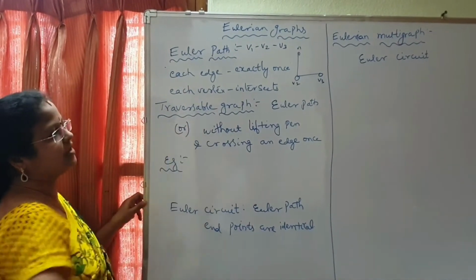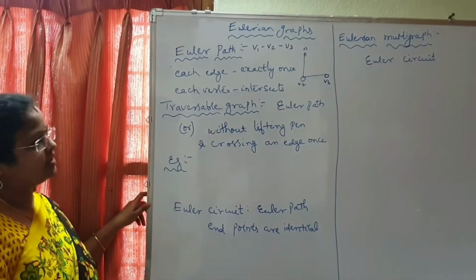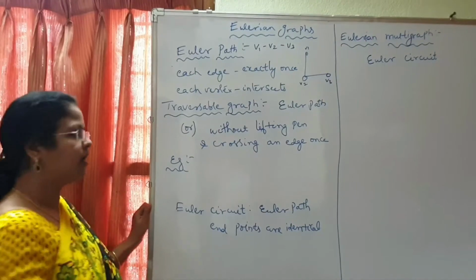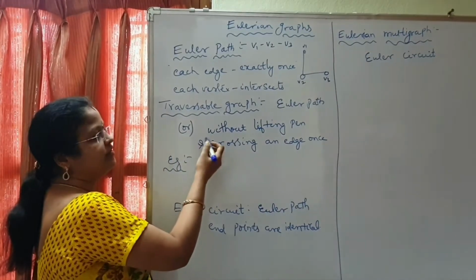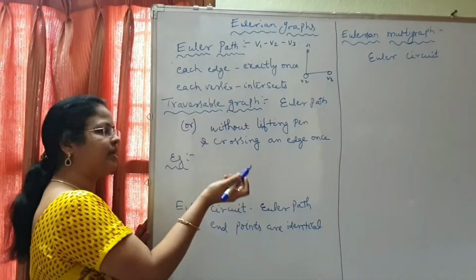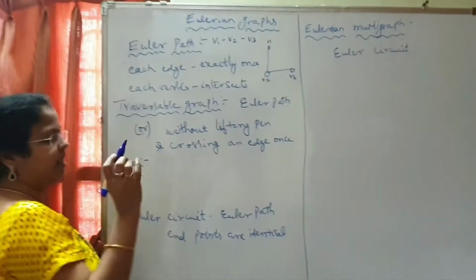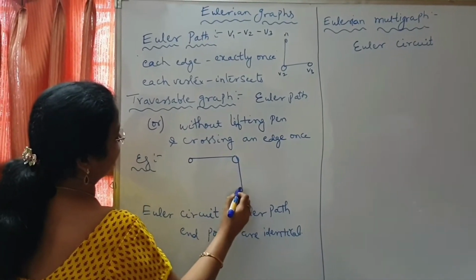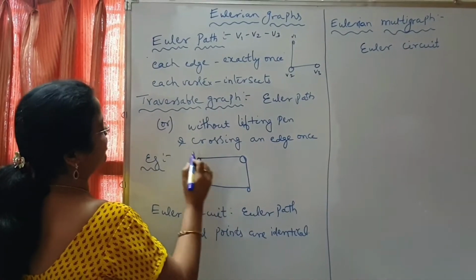Next I will give you the definition of a traversable graph. A traversable graph is also called an Euler path, or a multigraph which can be drawn without lifting the pen and crossing each edge exactly once. Here I will give you another example. Without lifting the pen, we have to draw the graph.